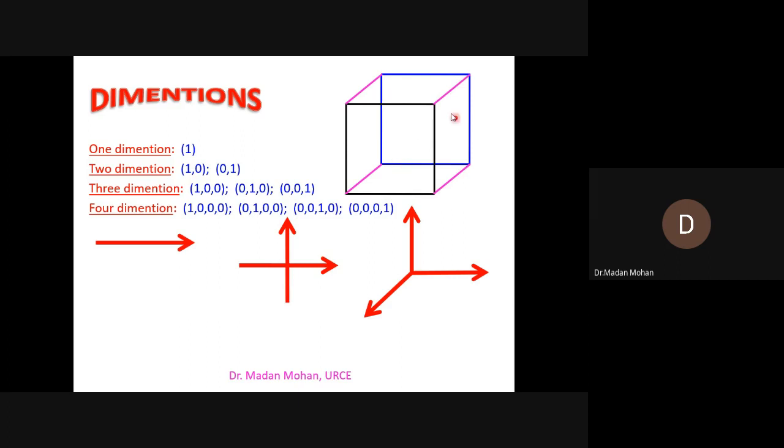Now, what is the dimension of this picture? Please tell me. What is the dimension of this picture I am asking? I have drawn a picture. 3 dimension. Very good. How can you say it is 3 dimension? X-axis, Y-axis, Z-axis. But here on the board I have drawn straight lines.